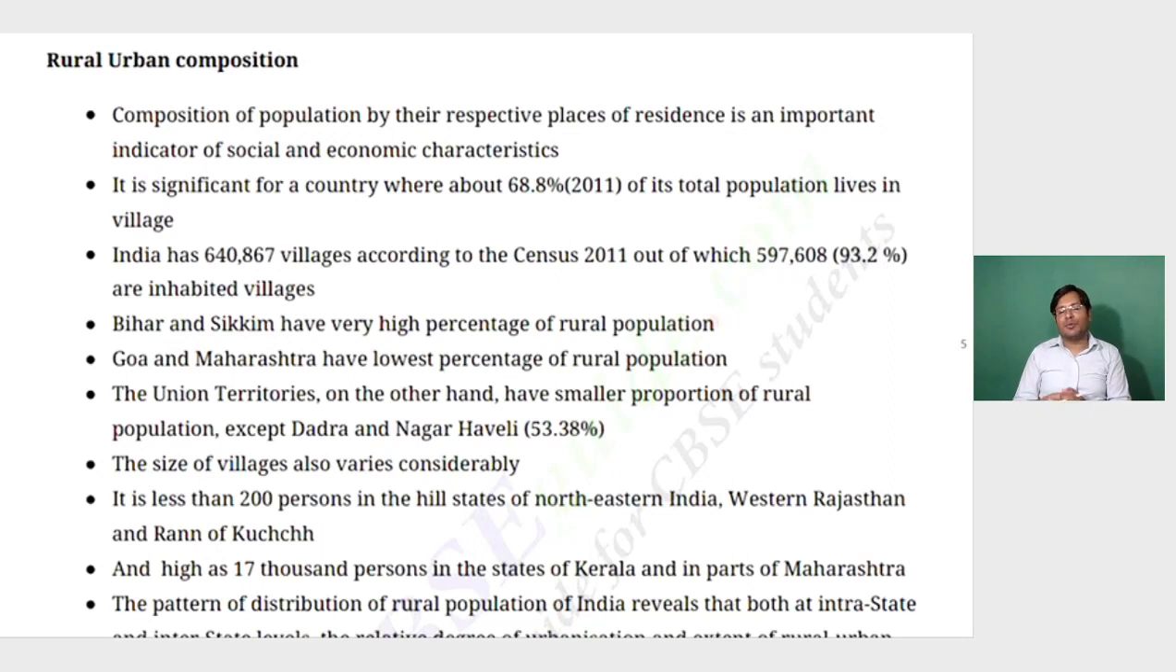The population of urban areas and rural areas have a great deal of difference in their social and economic characteristics. So it is a very important factor whether the population is rural or urban, and it is also significant for a country, especially India, where about 68.8% of the population lives in villages. So it's quite important for India to study the rural and urban composition of the population.